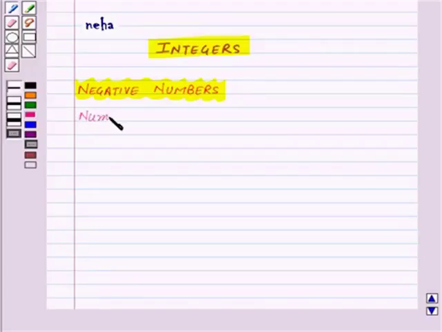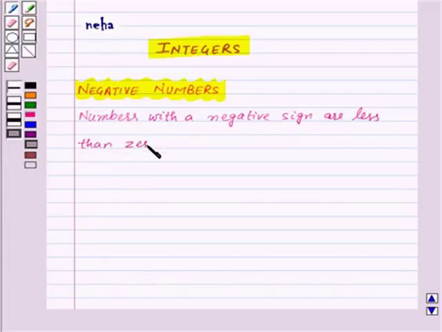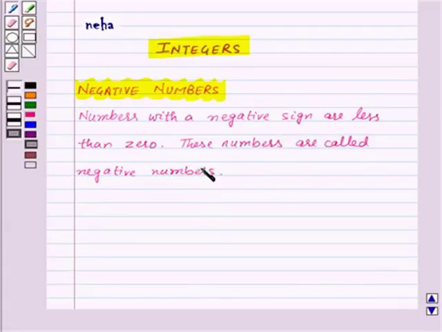Numbers with a negative sign are less than 0. These numbers are called negative numbers. For example, -5, -11, -15 are all negative numbers.